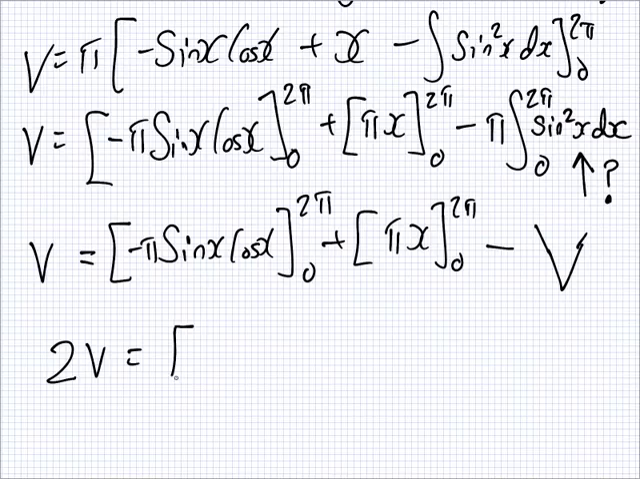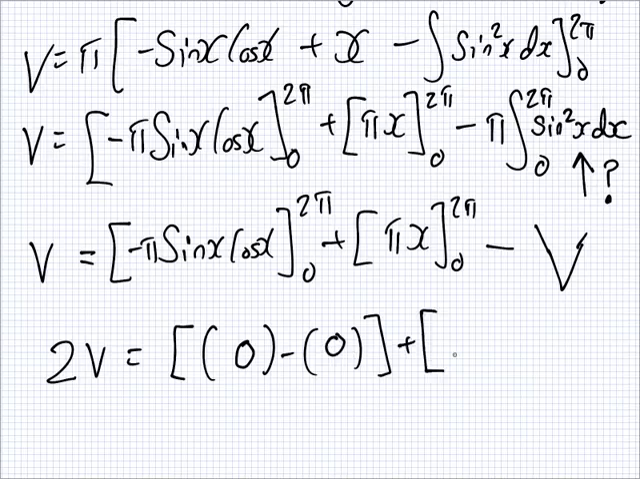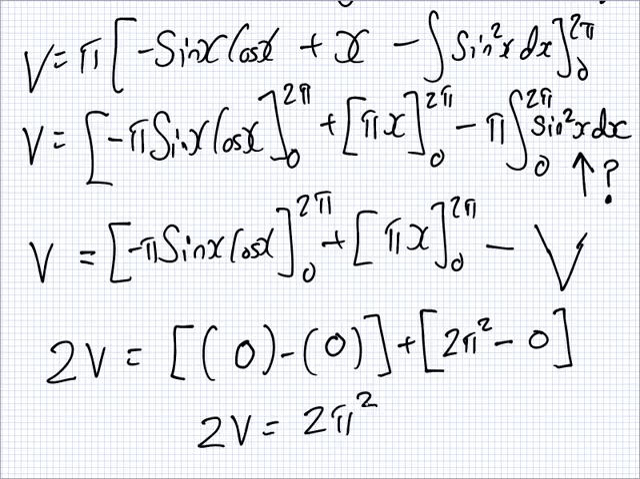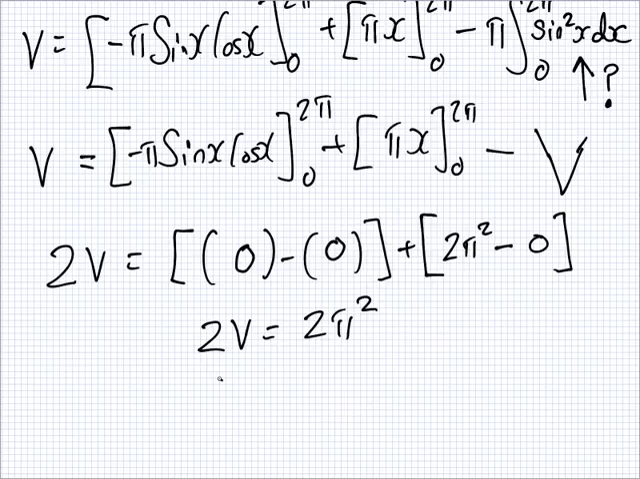This one will be, put in 2 pi, put in 0. So if I put in 2 pi, I'll get 0. If I put in 0, I'll get 0. And then on this one, if I put in 2 pi, I'll get 2 pi squared. And if I put in 0, I'll get 0. So I have 2V equals 2 pi squared. So finally, the volume equals pi squared.